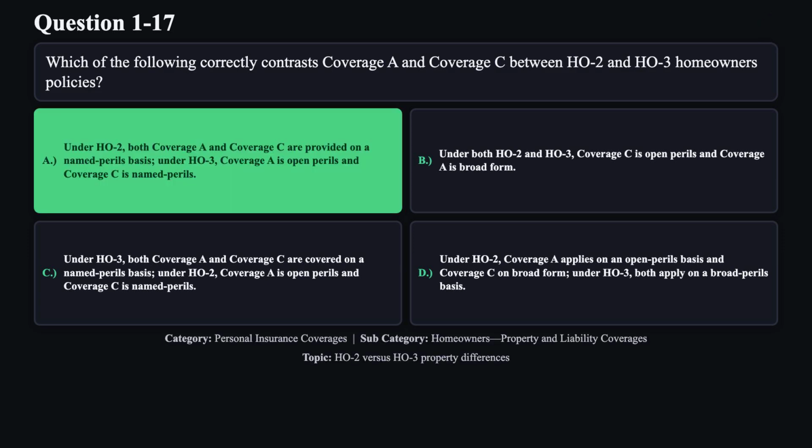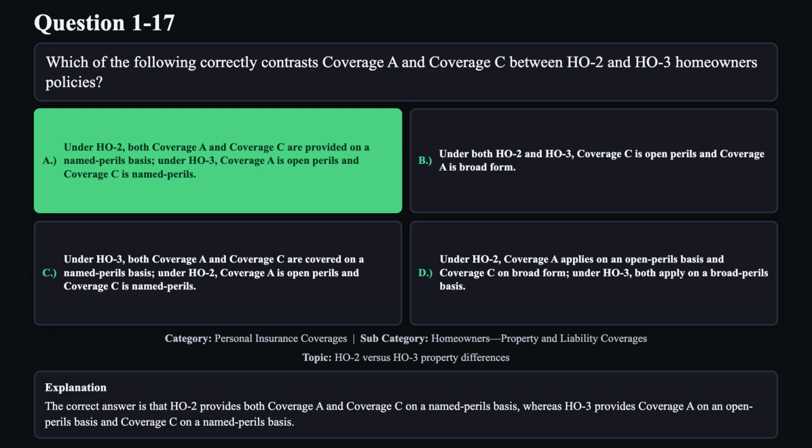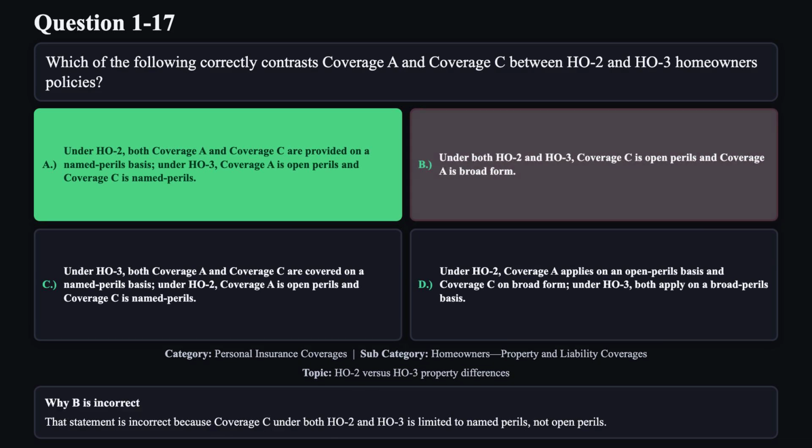The correct answer is A. The correct answer is that HO2 provides both coverage A and coverage C on a named perils basis, whereas HO3 provides coverage A on an open perils basis and coverage C on a named perils basis. Reason B is not correct. That statement is incorrect because coverage C under both HO2 and HO3 is limited to named perils, not open perils.